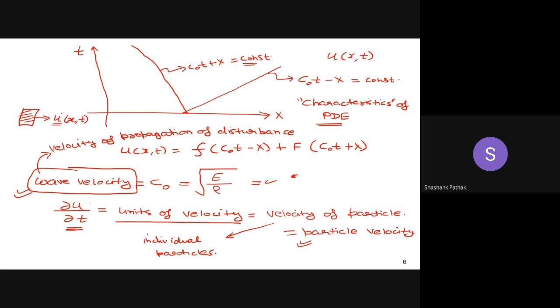Right? So at each x, this will change. This will change depending upon the location of the particle. But this wave velocity does not depend upon anything else. In this particular case, this is constant and depends only on the property of the entire media. And this will depend upon the location of the particle because this is a partial differential with respect to t, and at each x, this may be different.